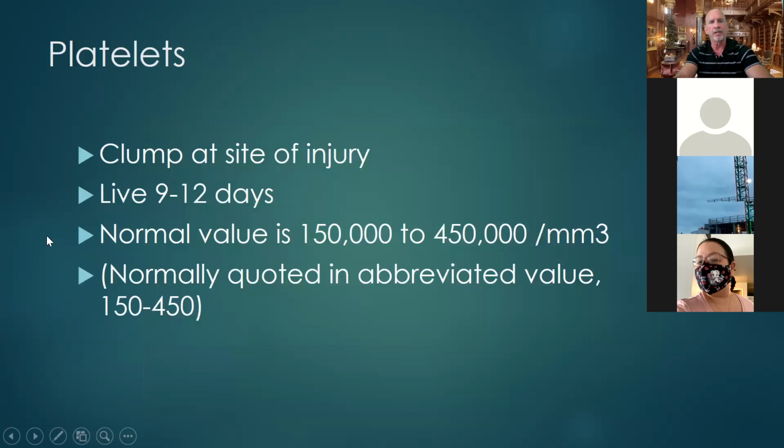Platelets help your blood clump. When you cut yourself in the shop and your blood is streaming out of your body and it clots off, this is what the platelets are doing. They live about 9 to 12 days. Normal value is 150,000 to 450,000. There again, that's going to be abbreviated to 150 to 450 when you see it recorded on a chart. Here it's just talking about the abbreviated value.